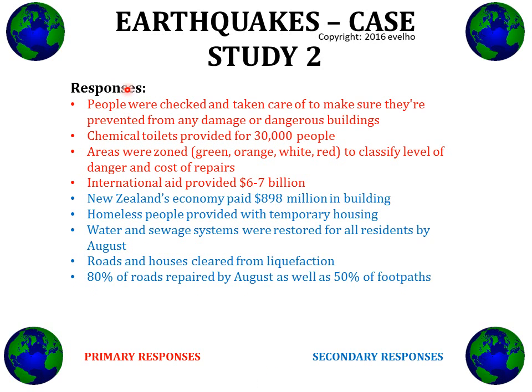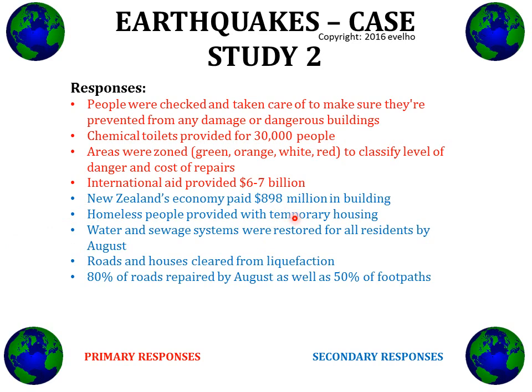Responses to the earthquake. People were checked and taken care of to make sure they're prevented from any damage or dangerous buildings. Chemical toilets were provided for 30,000 people. Areas were zoned in green, orange, white or red to classify the level of danger and the cost of repairs. International aid provided $67 billion. New Zealand's economy paid $898 million in building.